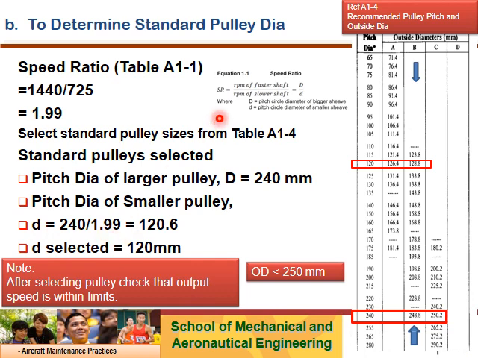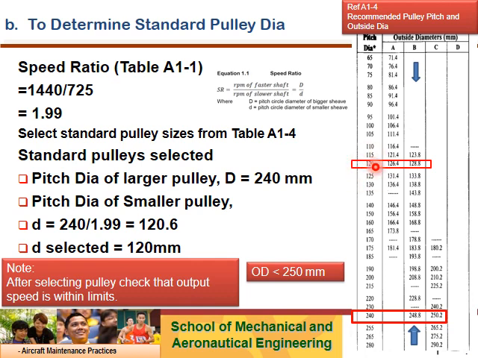So small d is equal to 240 divided by 1.99. How do I achieve this? It will be this formula: SR is equal to big D over small d. So in this case, to determine my smaller pulley, I get 240 divided by 1.99. I should have a pitch diameter of a smaller pulley at 120.6. Of course, there's no 0.6. So 120.6, I go to the pitch diameter. Regardless of that, I look for 120.6. So the closest will be 120.